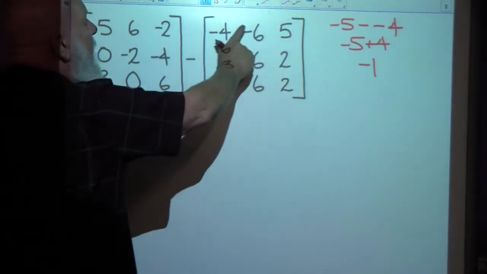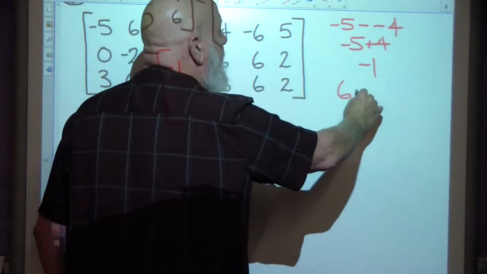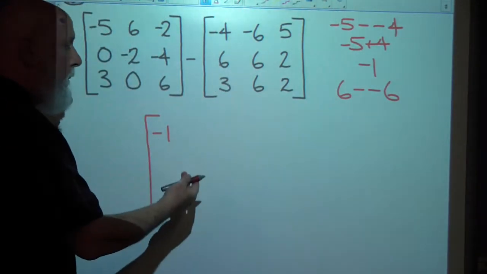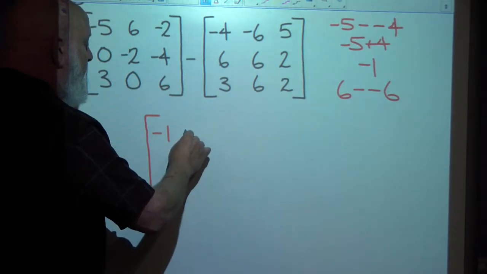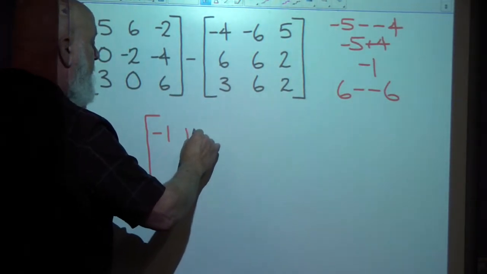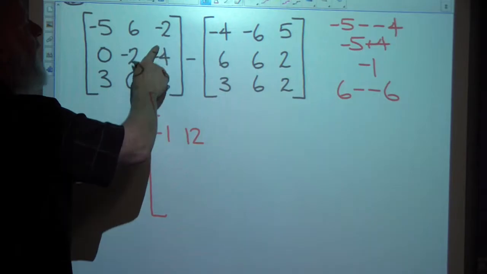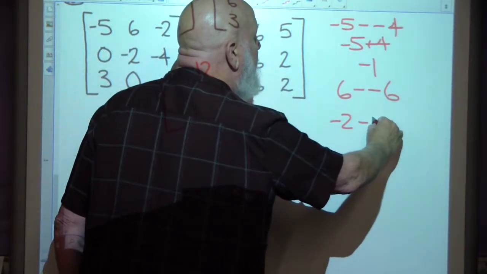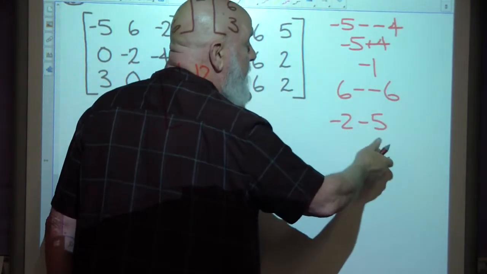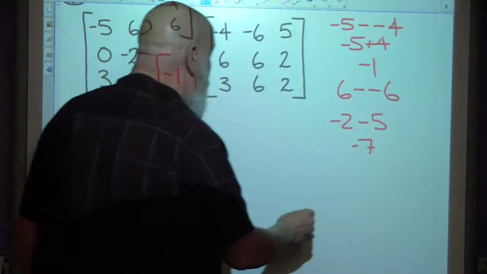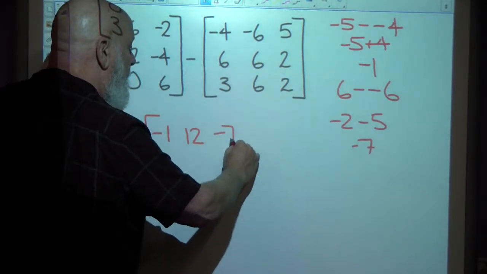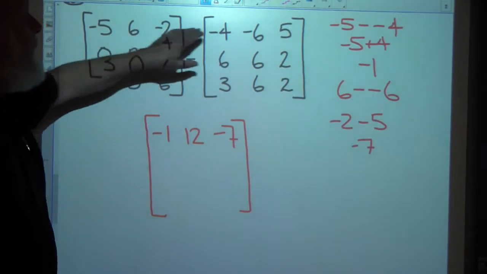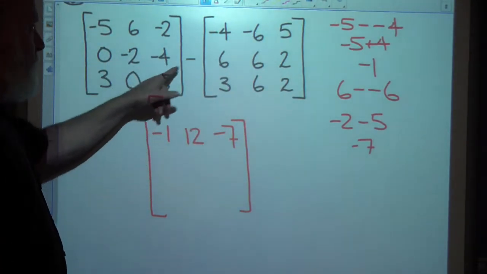6 minus negative 6, that's a double negative, so that's actually positive 12. We're going to add. So that would be 12. And here we have negative 2 minus 5. These are the same signs, so I'm going to add them together and keep the sign. All right, there's our top row. I added the corresponding elements, or subtracted actually.